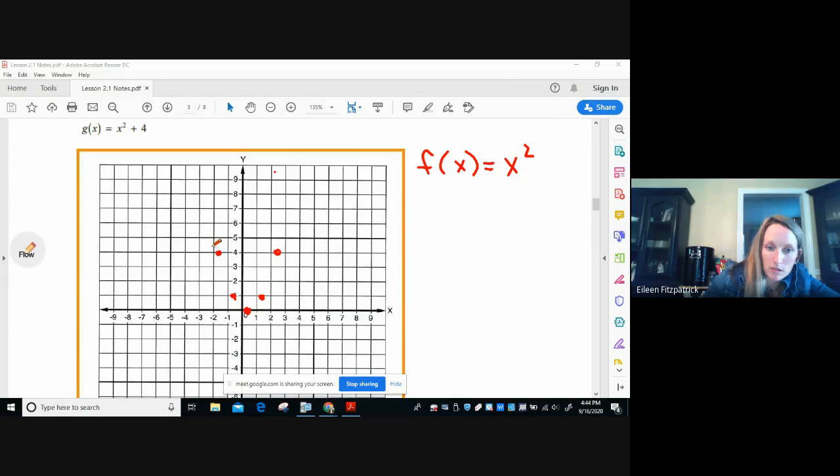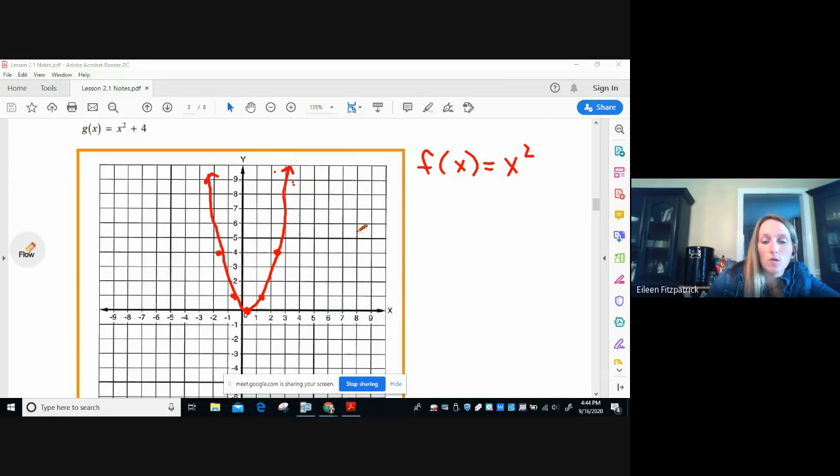And obviously the points are a little bit off. If I wanted to continue, I'd go out to 3, and then 3 squared goes up to 9. That was not one of the key points that I had you memorize, but still a good point to know. So that is your parent function. Let me try to draw my parabola. Okay, you get the idea.